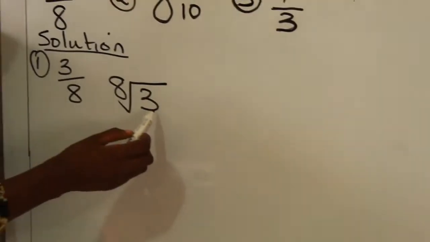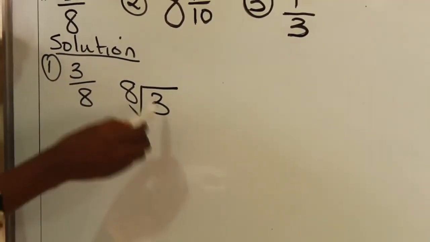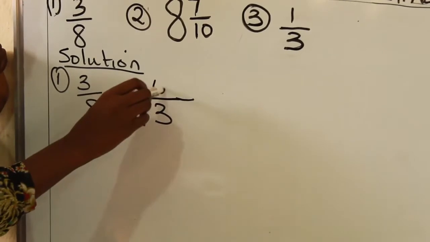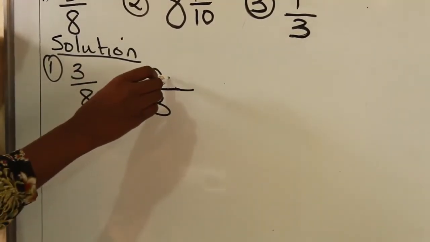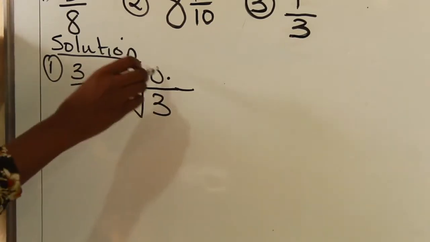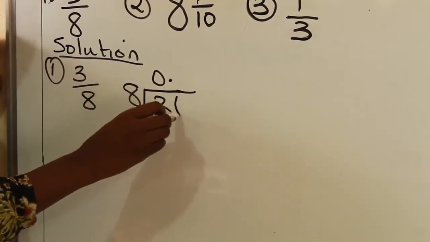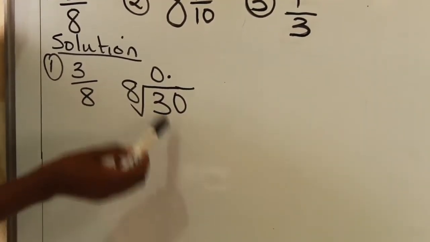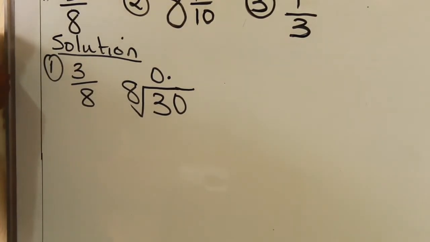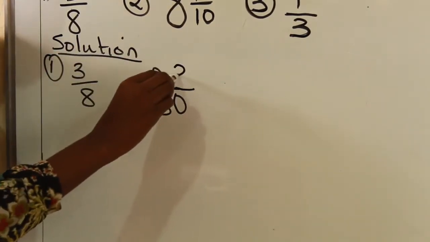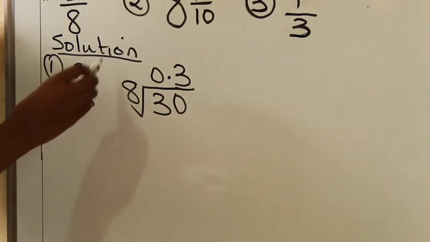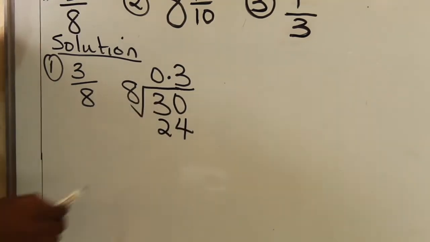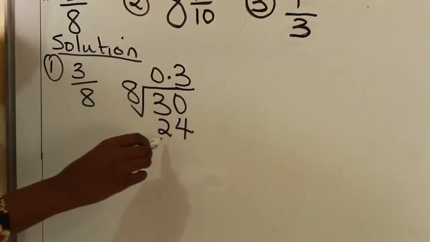Okay, 3 divided by 8 cannot go because 3 is too small to be divided by 8. We'll write down our 0 and put a decimal point. The moment you put your decimal point, you can add a 0 here. It becomes 30. Now, 30 divided by 8 is 3. Write down your 3. 8 times 3 equals 24.